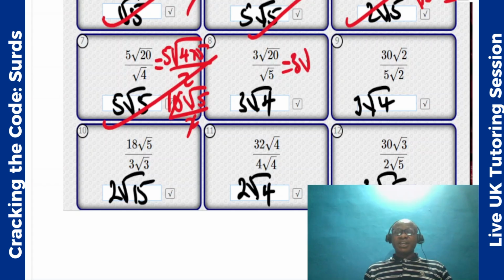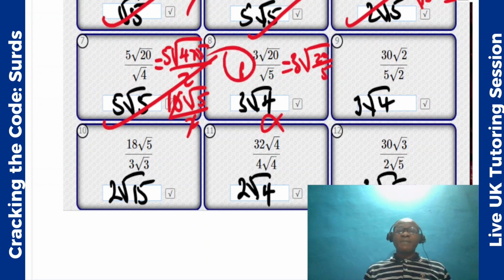That is 3 into root 20 divided by 5. Both of them are square roots. So 5 can divide 20 to give you 4. So why this one is wrong is that it's just a little thing. Okay, because we are making it to 2 marks, I will give you 1 mark here.